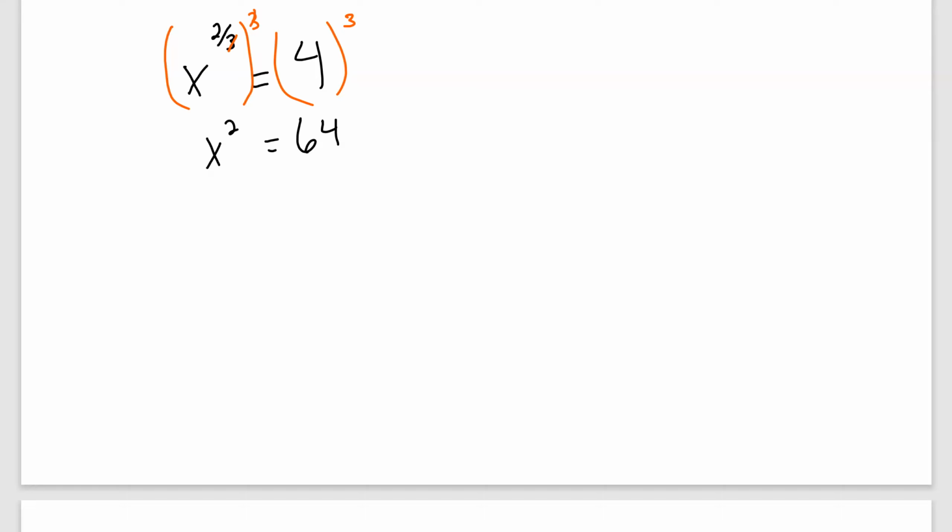Now, as I solve, I will take the square root of both sides, and when I do, I have to remember the positive and negative square root of the 64. And so that will give me x is equal to positive or negative 8.